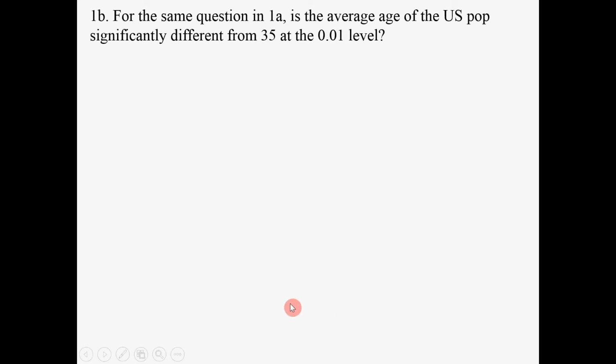Now let's follow through the 7-step procedure. First step, we set up the null hypothesis and alternative hypothesis. The null hypothesis states that the mean of the population is not significantly different from 35. And the alternative hypothesis says that the mean of the population is significantly different from 35. So still a two-tail test.